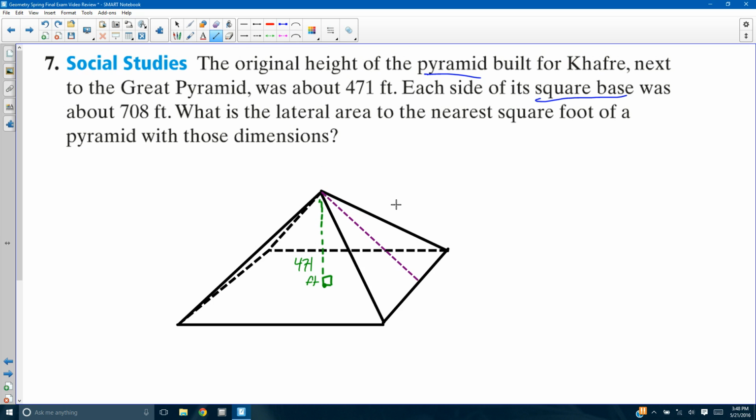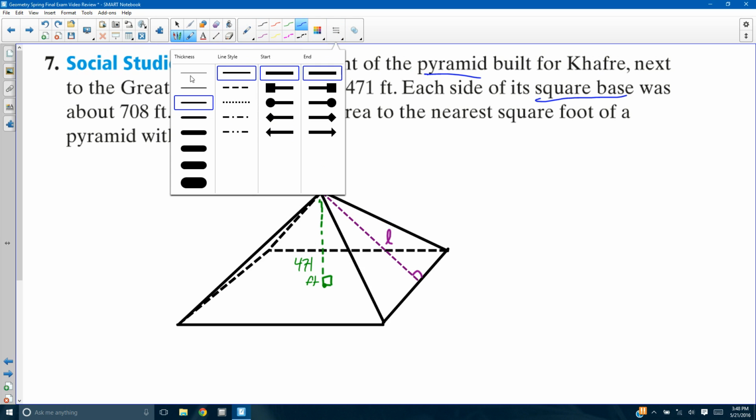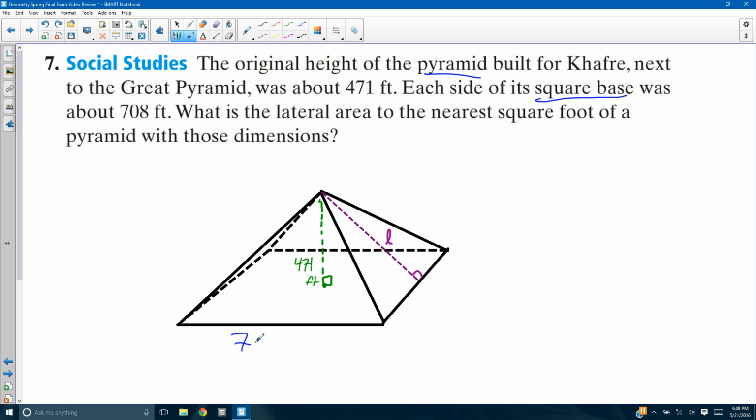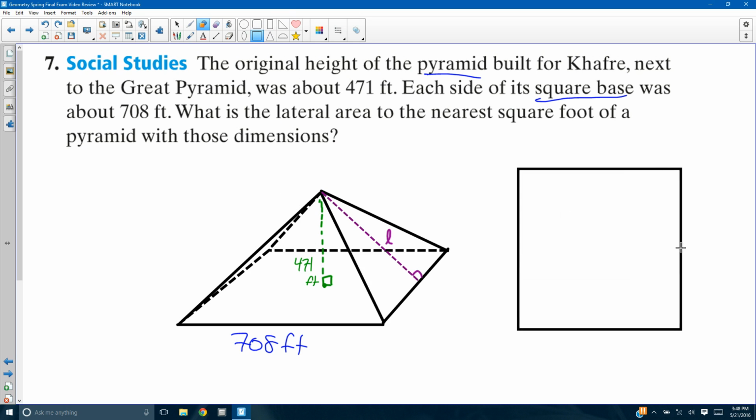It goes perpendicular to it, and because it's an isosceles triangle, it goes right down the middle. That's L. Now, what we also know here is the side length is 708 feet. Although I do not need to find the area of my base, I'm going to draw this base from top down so you can see what it is I'm about to do.